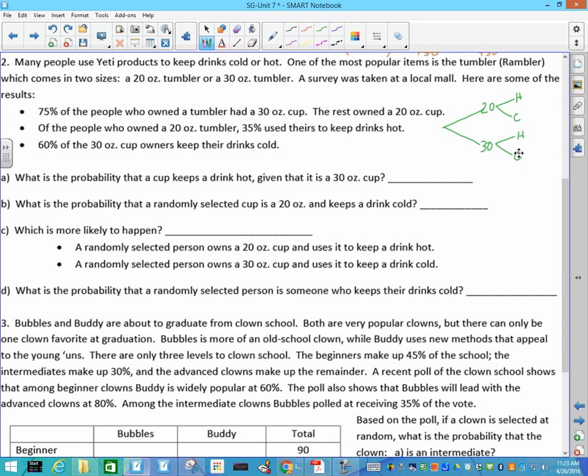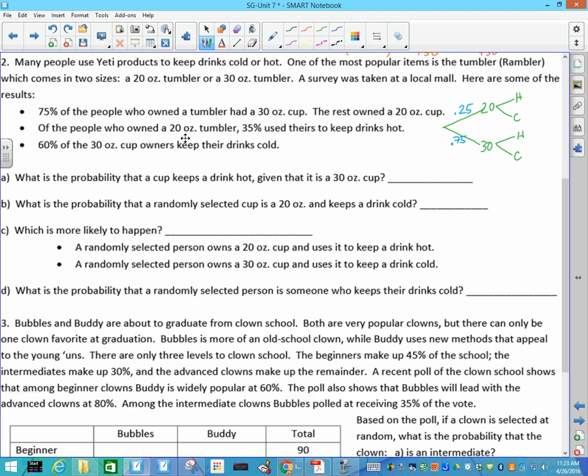Now, when you go fill these in, 75% of the people who owned a tumbler had a 30-ounce cup. So that means this branch is 75%. And we know that if this is 75, then the other way is going to be 1 minus 0.75, or 100 minus 75. Either way, this is 0.25. And that took care of that first one because it tells us the rest owned the 20.